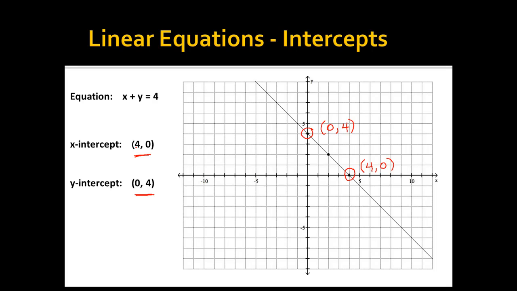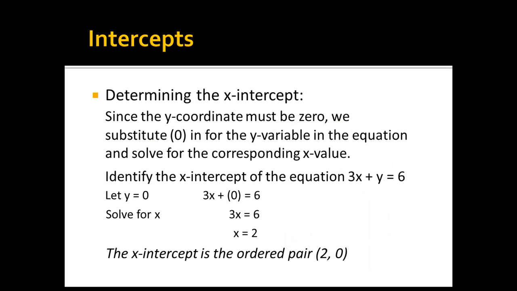Those are pretty basic things, but again, those are the things that people make mistakes on. They know what they're supposed to be doing. They even know how to do it. They just write it down incorrectly. So be careful with those things. Alright, if we don't have the graph to look at, how do we determine the x and y intercepts? Well, we use that information we just talked about.